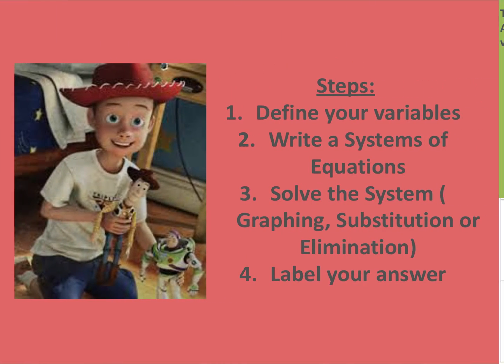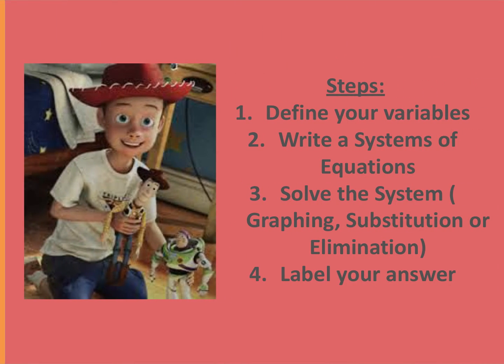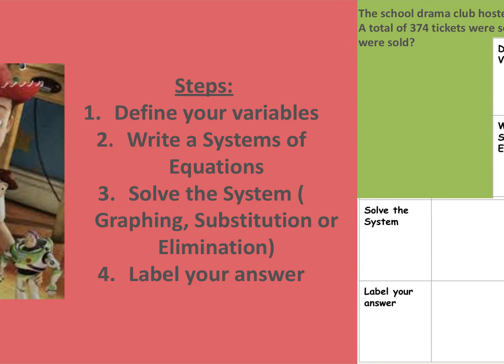All right, so the first thing we're going to do is define our variables. We're going to write our system. We're going to solve our system either using graphing, substitution, or elimination, and then label your answer. The important piece is that when we looked at systems, the solution was an ordered pair. Now, applying it to a word problem, we have to look at what the x means in my ordered pair, and what the y represents. So that's what it means to label your solution.